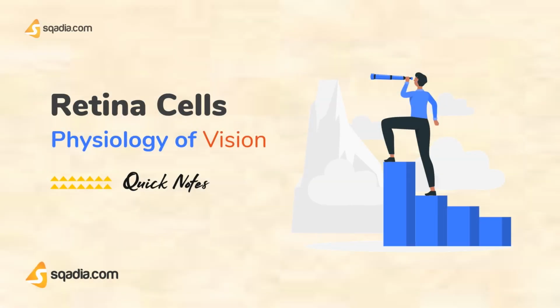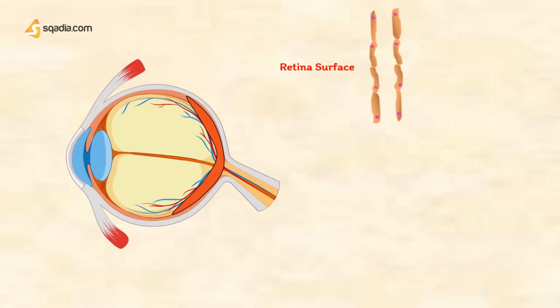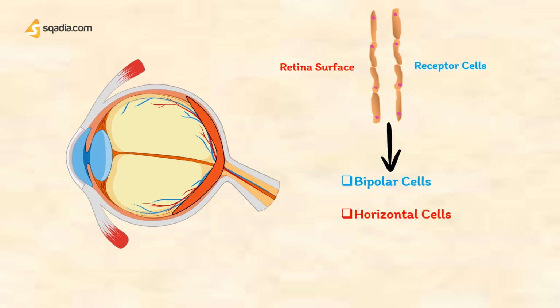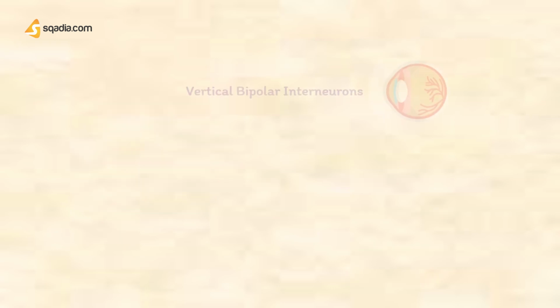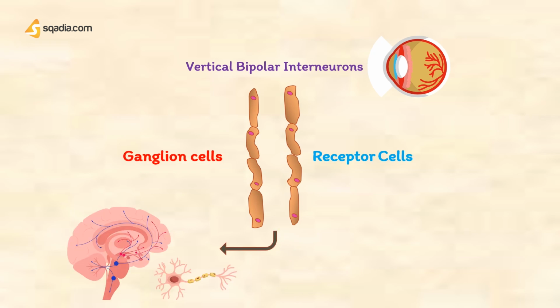Now let's discuss retina cells in depth. The layers between the retina surface and the receptor cells contain several excitable cells, called bipolar, horizontal, amacrine, and ganglion cells. The vertical bipolar interneurons lie between the receptor cells and the ganglion cells, which transmit impulses to the rest of the central nervous system via axons in the optic nerve.